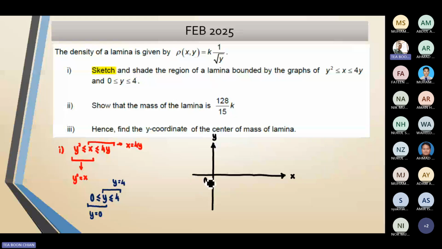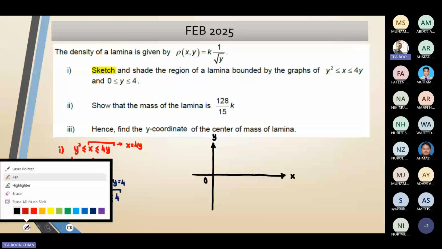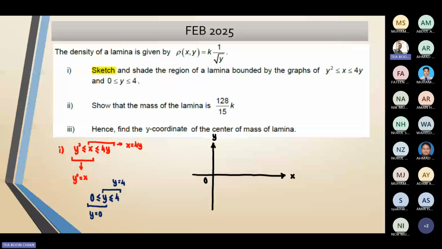And 0. Now, for x equals y squared, you have to somehow keep track on your own. x equals y squared is actually a C-shaped quadratic curve, okay, because the squared term is y. So x equals y squared is a C-shaped quadratic curve.